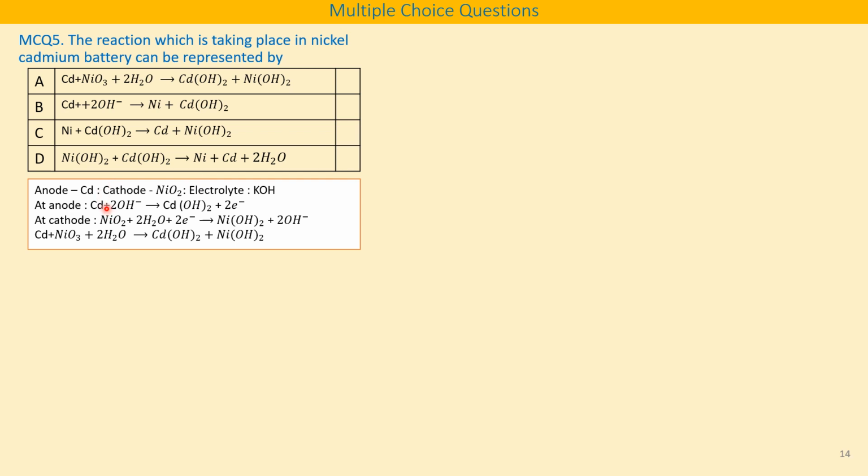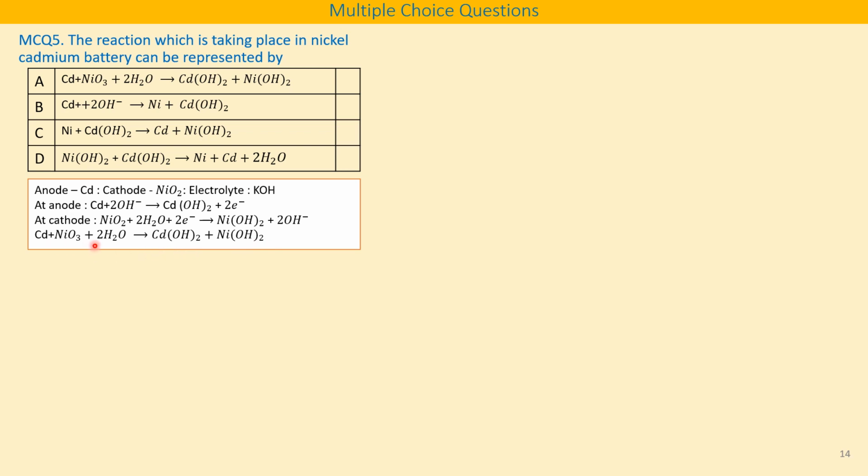So at anode, the electrode is Cd, cadmium. At cathode, we have got NiO2 and the electrolyte is KOH for the nickel cadmium battery. So at anode, Cd plus 2 OH- combine to form Cd(OH)2 plus 2 electrons. At cathode, NiO2 plus 2H2O plus 2e-, that is, it gets reduced, forming Ni(OH)2 plus 2OH-.